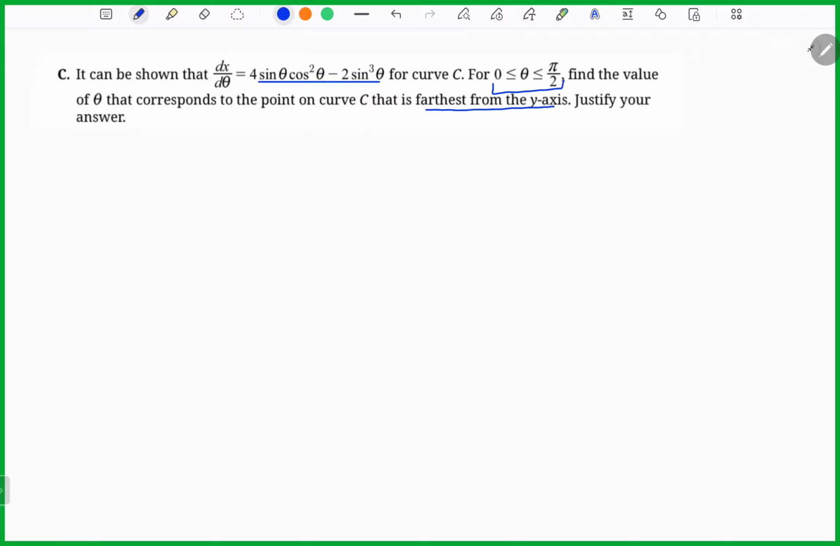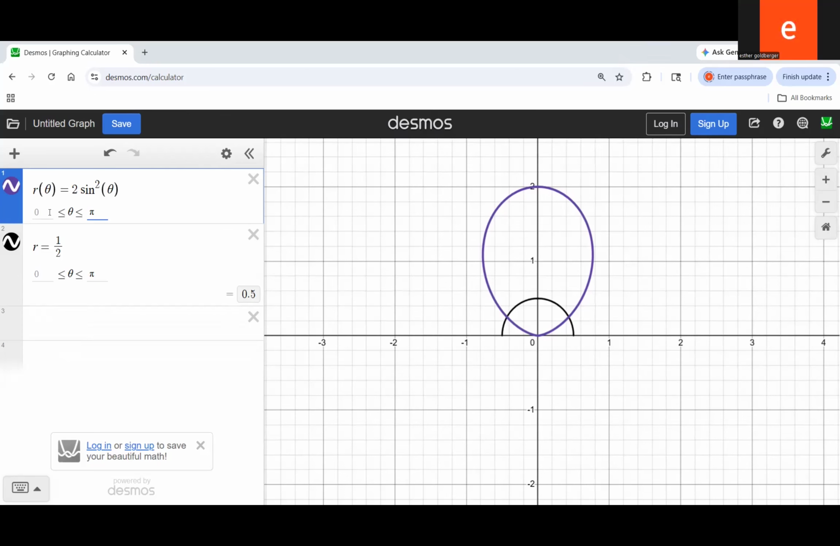Now, before we dive into computing this, let's just very quickly look at the graph so that we understand what it is we're looking for. Looking at our graph, which I've now graphed specifically on the interval 0 to pi, we're looking essentially for a point right around here, which is the farthest from the y-axis.